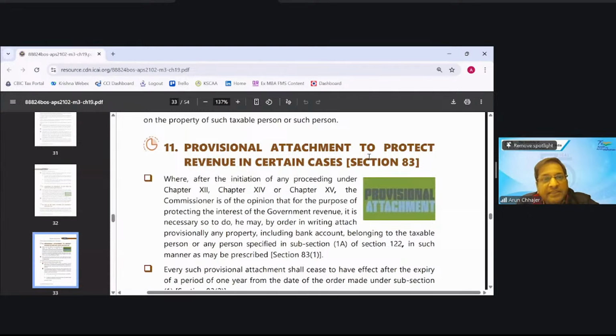Provisional attachment. जैसा नाम बताते हैं, टेम्पररी पीरियड के लिए अटैचमेंट किया जाएगा. What is Section 83? Section 83 is very famous, I can say, being used multiple times by the officer to recover the revenue, where after the intimation the commissioner is of the opinion that for the purpose of protecting the interest of the revenue it is necessary, he may by order in writing provisionally attach any property including the bank account belonging to the taxable person or any person specified in 122(1)(a).